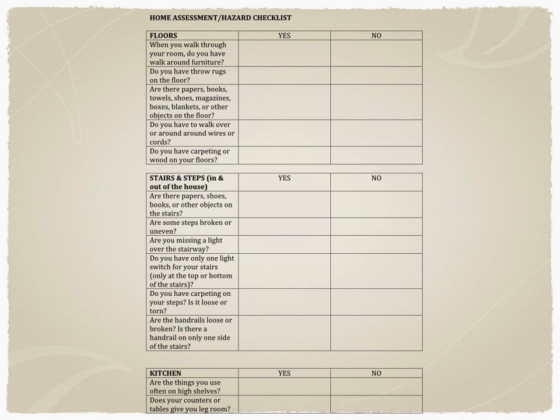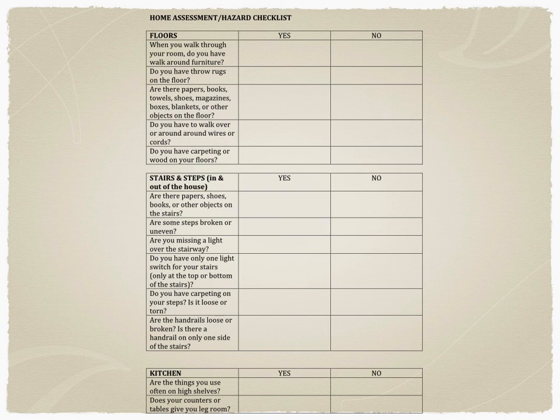The following is a tool that you can use to assess the general environment of the patient. It's an easy yes or no question that will help you identify which area needs modification in the patient's home, such as floors. Question: when you walk through your rooms, do you have to walk around furniture? Do you have throw rugs on the floor? Are there papers, books, towels, shoes, magazines, or other objects on the floor? Do you have to walk over or around wires or cords? Do you have carpeting or wood on your floors?